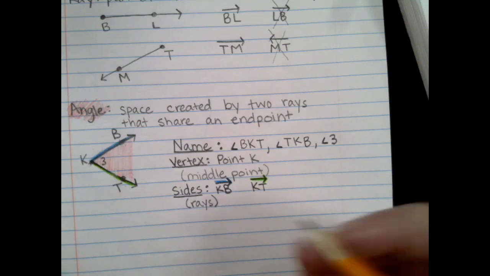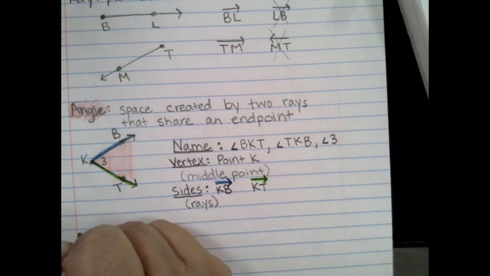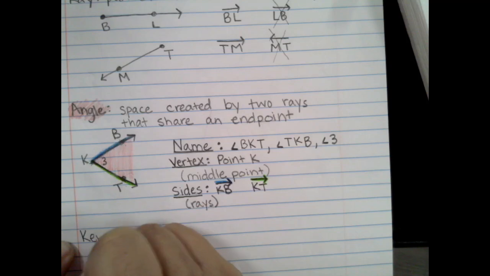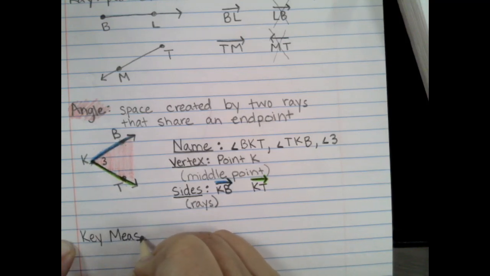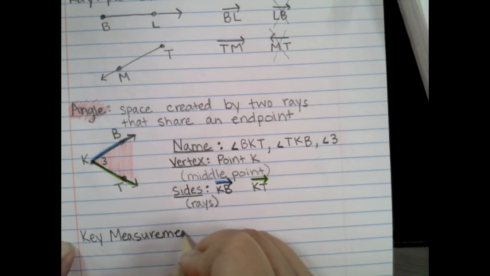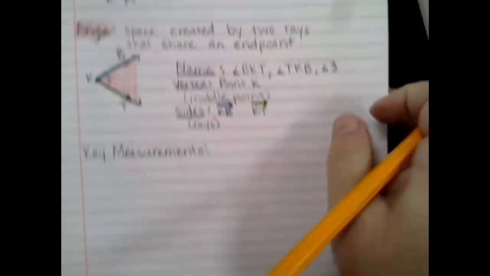All right, we have some key measurements we're going to talk about today. These are measurements that you should be able to picture in your brain. You should be able to do it really quick. You could draw it really quick. These are ones that we use a lot.